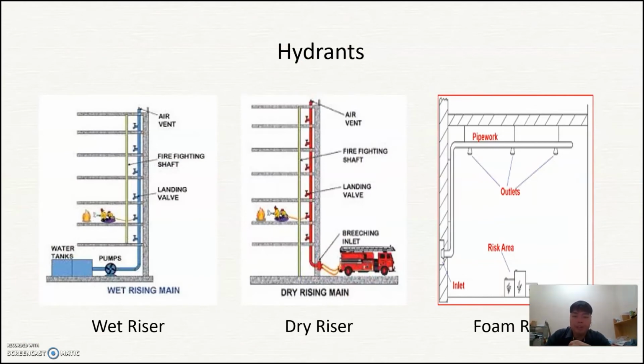Here we come to the hydrants. Hydrants can be categorized into some types, which are wet riser, dry riser, and foam riser. These three are commonly considered. For the wet riser, there will be a water tank, so there will be water available for the pipe. It will pump the pressure up to the floor and supply the water.